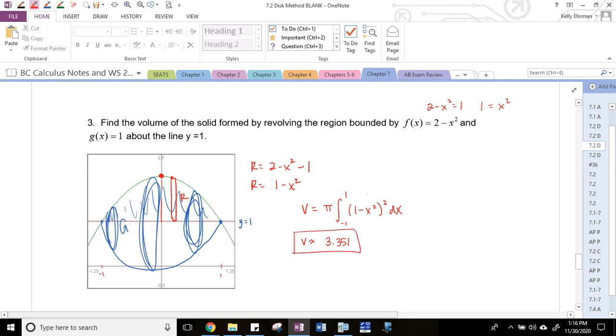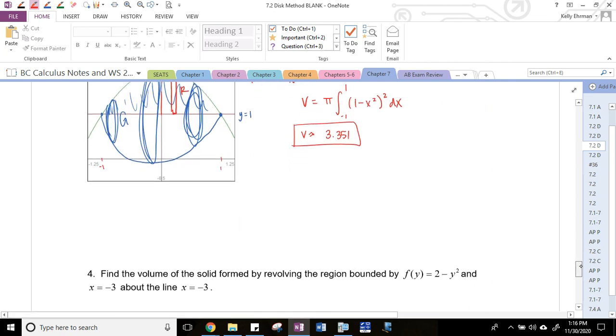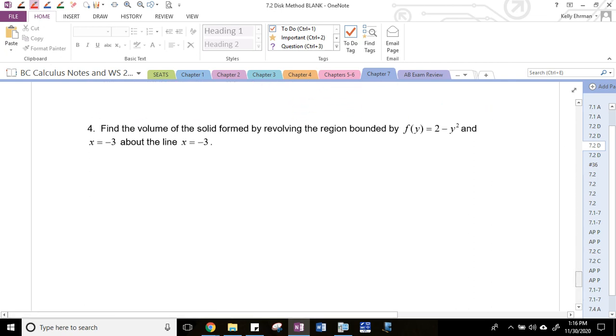You could also just calculate the integral and say it's that much times pi, either way. Find the volume of the solid formed by revolving the region bounded by f of y equals 2 minus y squared and x equals -3, about the line x equals -3. Okay, so we need to sketch this graph because it's not given to us.